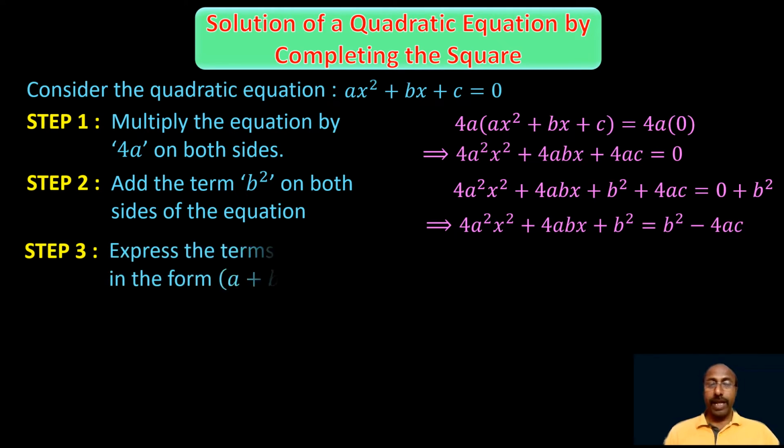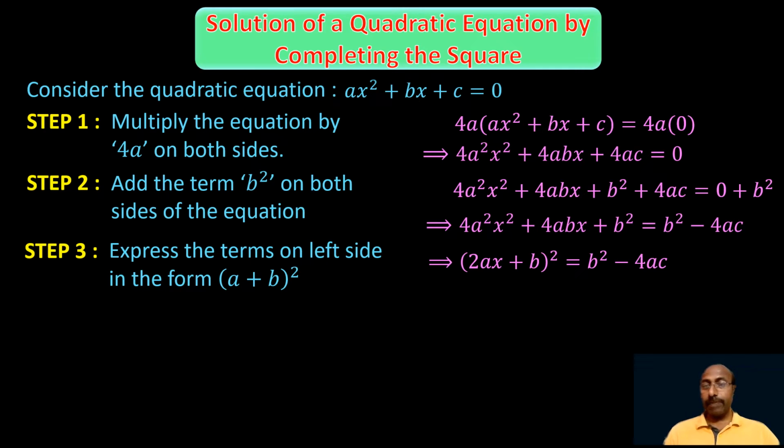And in step 3, express the terms on the left side in the form a plus b whole square. We are writing the first three terms as 2ax plus b whole square, because the first term is 2ax whole square and the second term is 2 into 2ax into b plus the third term is b square, which are of the form a square plus 2ab plus b square, which is equal to a plus b whole square, and here a is 2ax and b is the same b. So we are getting 2ax plus b whole square is equal to b square minus 4ac.